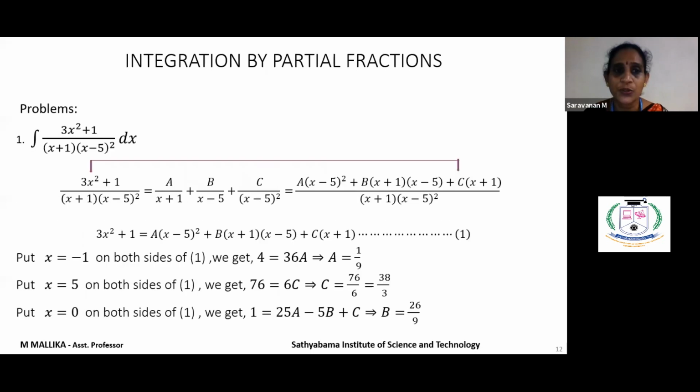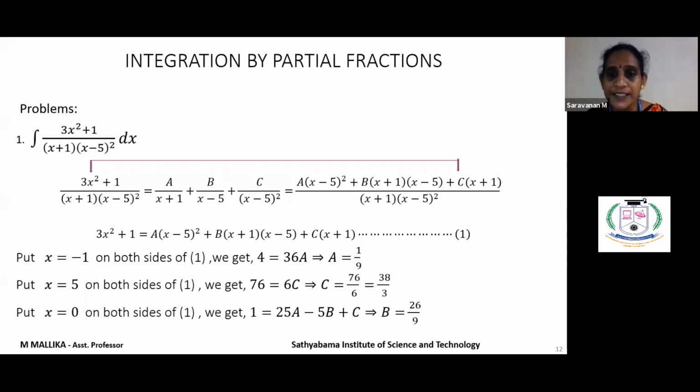So based on those two types, I'm going to express that function f(x) by g(x) as a constant times the non-repeated linear factor, that is A by x plus 1, plus another constant times the repeated term, B by x minus 5 (the first power of the repeated term), plus C by x minus 5 the whole square. Then what you have to do is take the LCM. What is the LCM? The LCM is nothing but x plus 1 into x minus 5 the whole square.